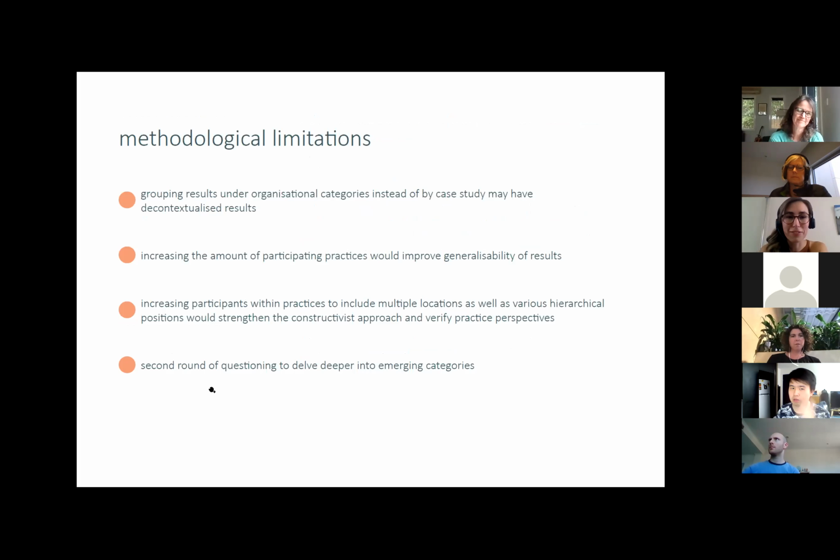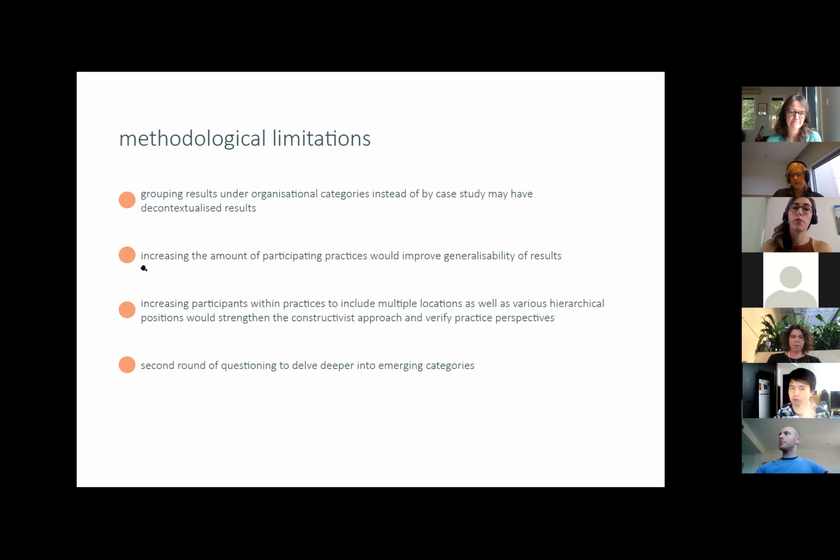So 2 more slides left. Quickly on methodological limitations. Grouping the results under organisational categories instead of by individual case studies may have decontextualised the results, but I did it in this manner rather than doing practice 1, practice 2, practice 3, because grouping the information in that way may have identified those practices.